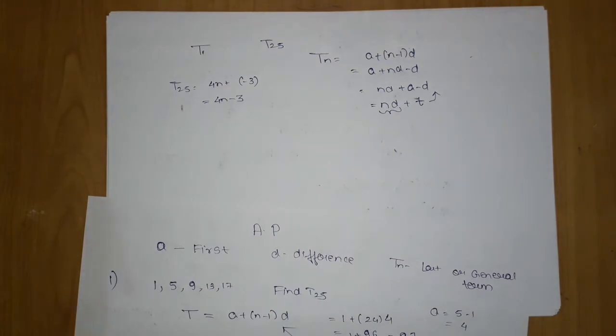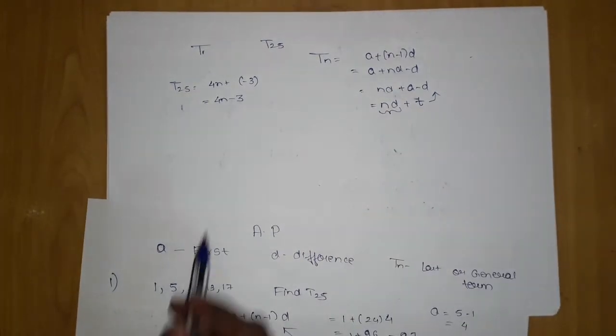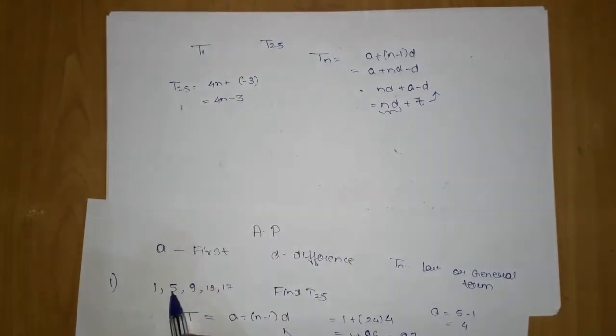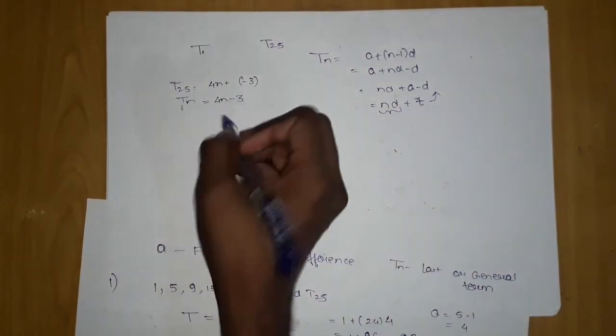So our job is done so fast. Although you will say that it is just the same thing, no, it will just save your time. First find the d, like here the d is 4, multiply the 4 with n, then first term minus difference, which is 1 minus 4, which is minus 3, so we got the general term. Then put 25, your job is done.